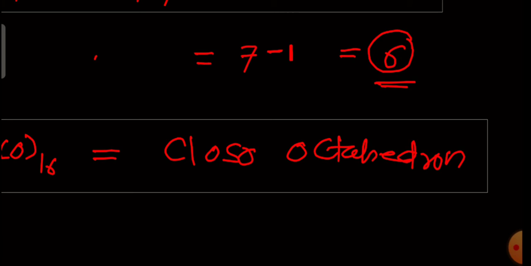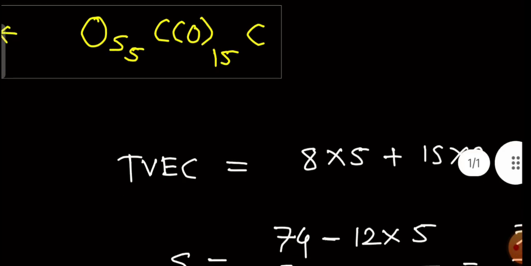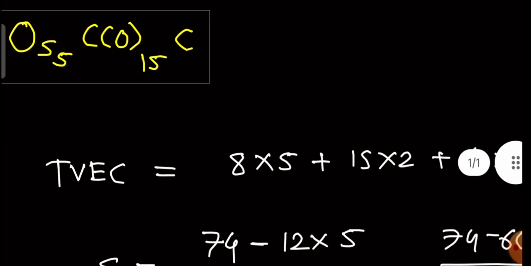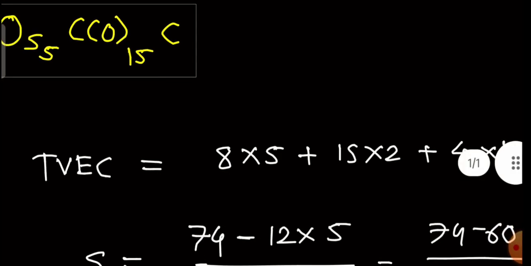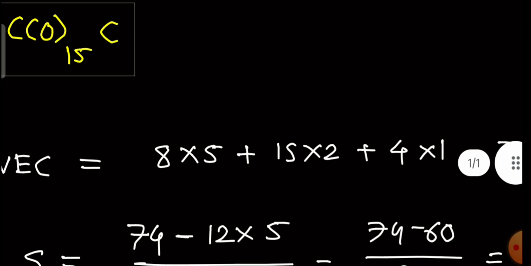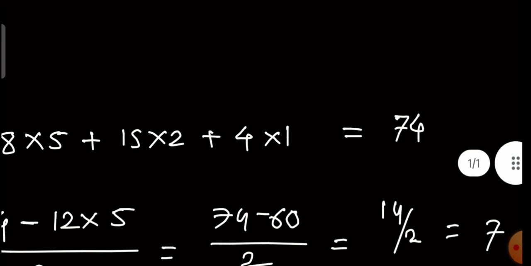Okay, this is what simple type of questions, and for clusters of a polyhedron we can find out in this fashion. First we'll find out the total valence electron, then we have the formula for the skeletal electron pair. Now for that, Os5 and CO15 carbon. For Os5, total valence electron count is 8 into 5, as osmium belongs to d6s2. We have 15 into 2 for carbonyls and 4 into 1 for the carbon. Here the total valence electron count is 74.